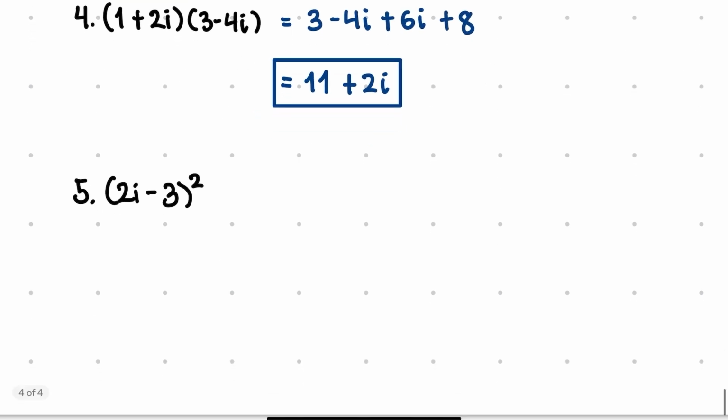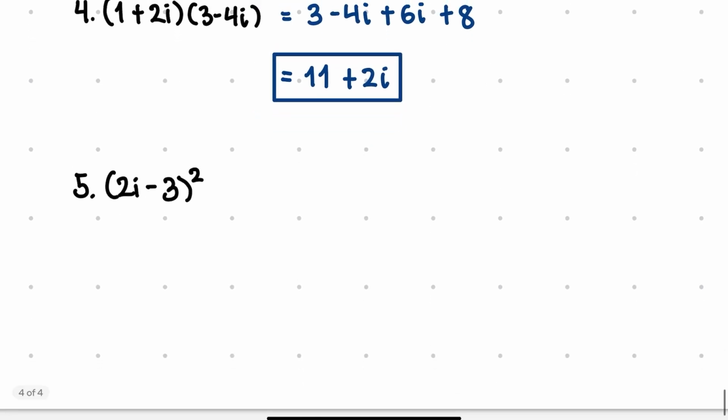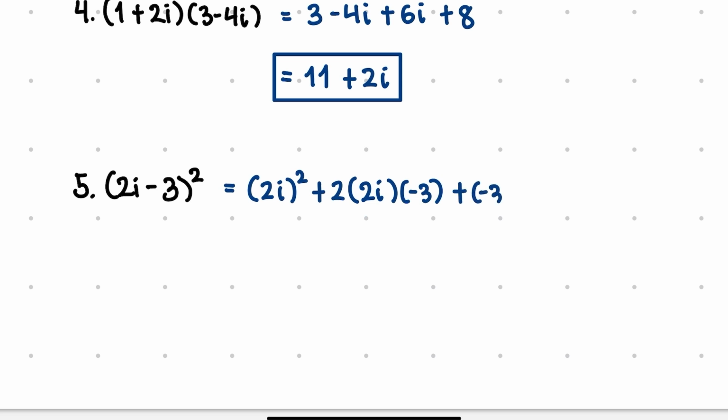Let's go on to the fifth one, which is 2i minus 3 squared. For this one, just apply the usual square of a binomial. Square this, square that, and multiply this 2 times 2. So for the square of the first one, we have here 2i squared, plus 2 times the product of the two, so we have 2i times negative 3, then the square of the last one, so that's just negative 3 squared.